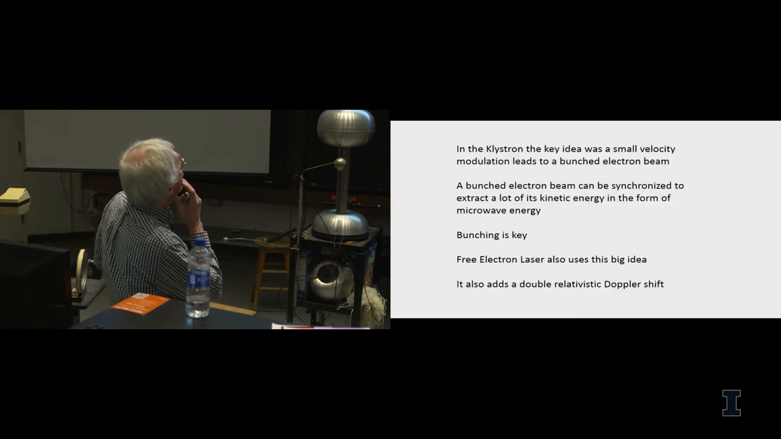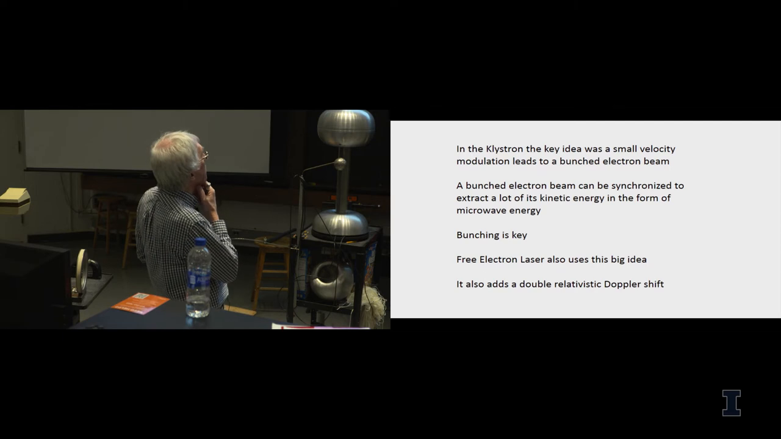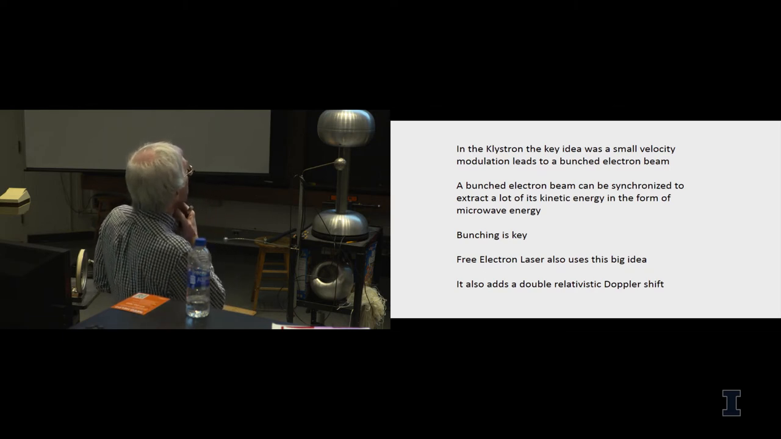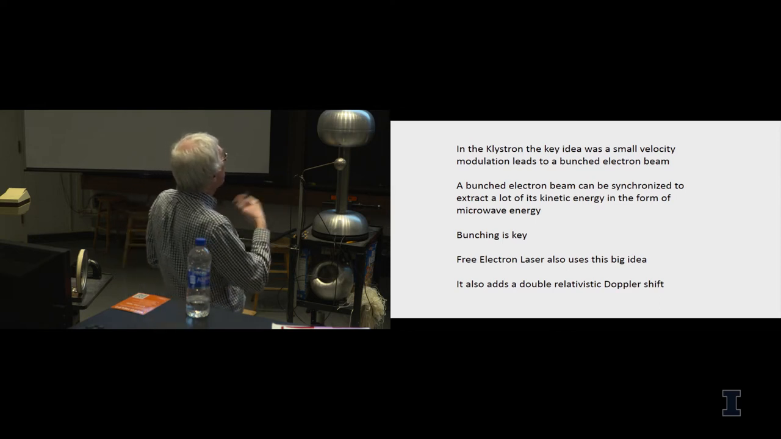Okay, so let's just review. In the Klystron, the key idea was a small velocity modulation leads to a bunched electron beam. The bunched electron beam can be synchronized to extract a lot of its kinetic energy in the form of microwave energy. Bunching is the key thing, okay?